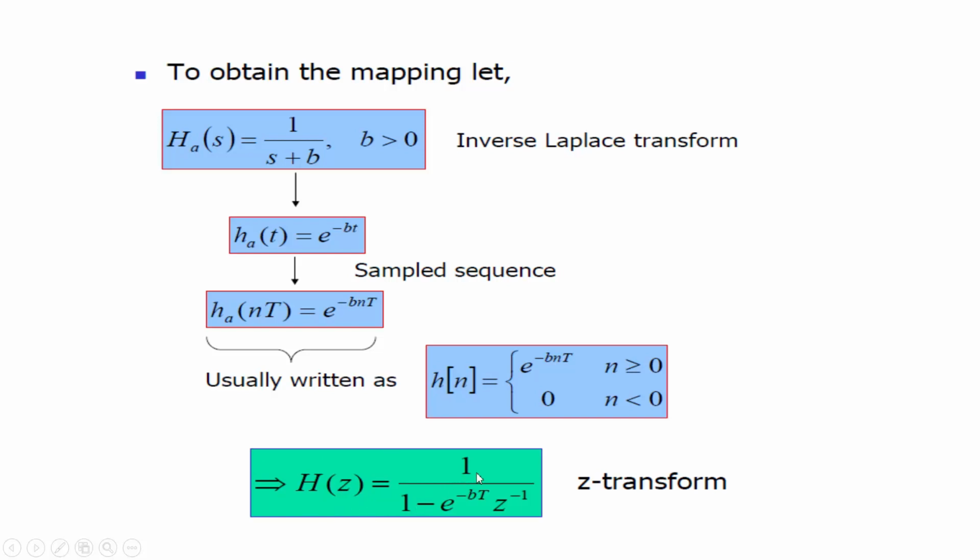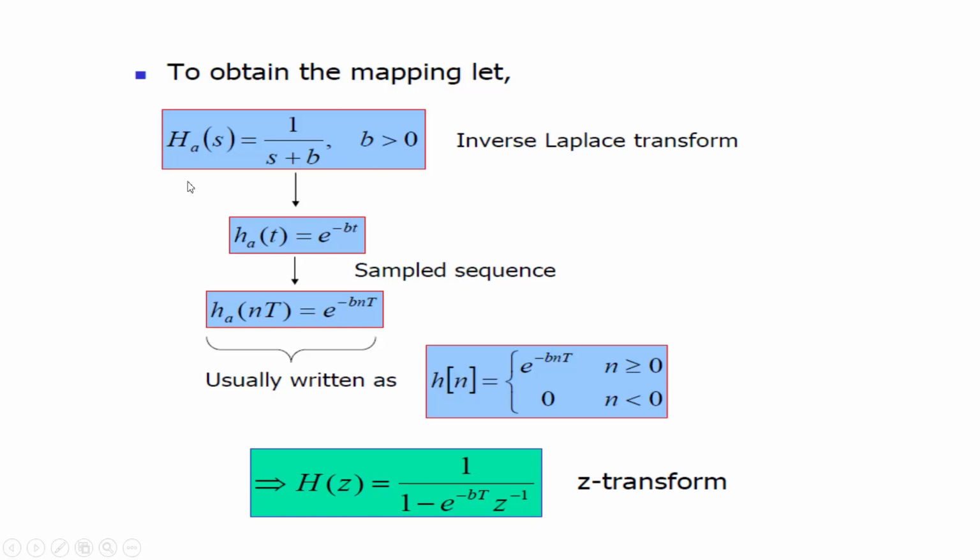digital transfer function as 1 over 1 minus e to the power minus bT z to the power minus 1, right? This is because this is a single pole filter. In that case, you need to have only one coefficient. So this is basically the coefficient. e to the power minus b capital T is the coefficient of the filter.